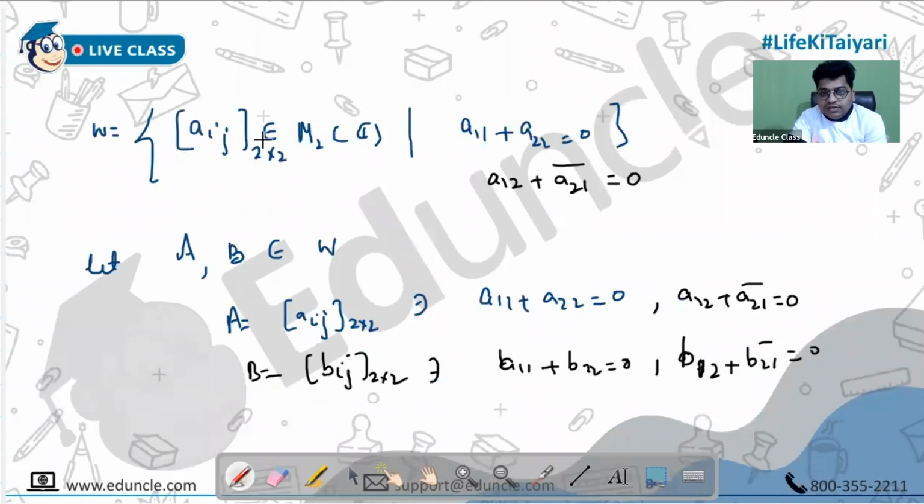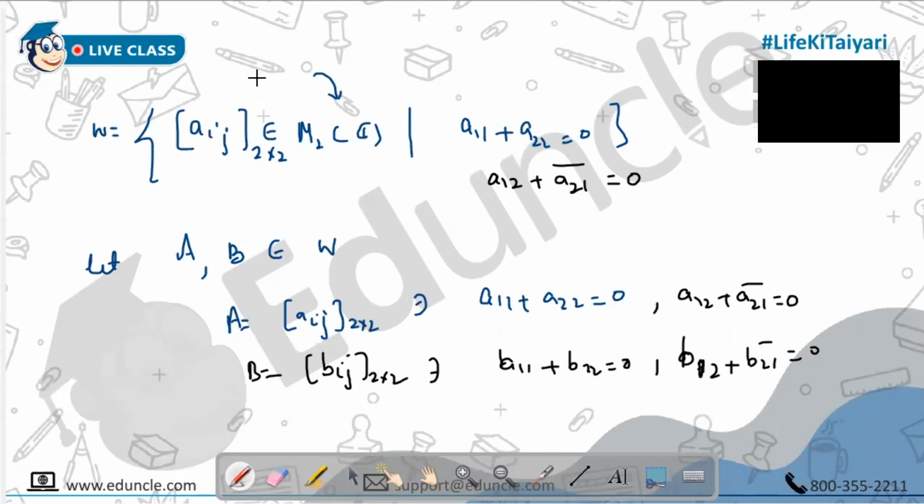If somebody is saying these are entries from C, if you are taking entries from C, then what are you saying? All these entries Aij are complex numbers. Yes or no? Aij is a complex number. So M2C is a vector space. M2C is a vector space.